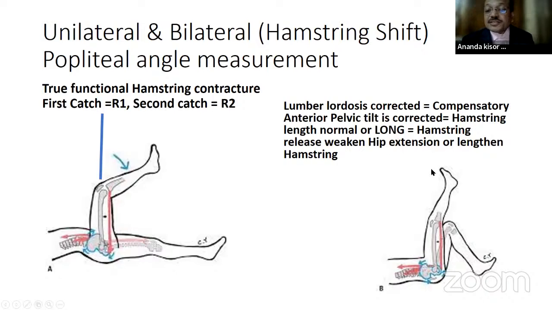In this case, if we do a hamstring release, what will happen? Hamstring release weakens hip extension or lengthens the hamstring. So if there is a hamstring shift, that means after obliterating the lumbar lordosis the popliteal angle measurement reduces, that is a contraindication for hamstring release. So this is the importance.